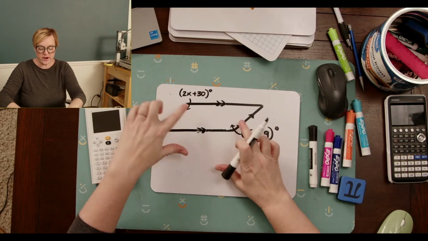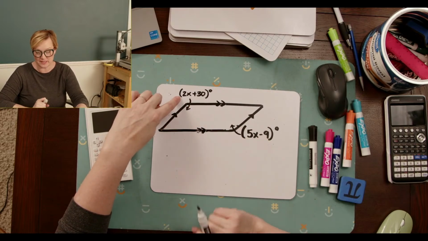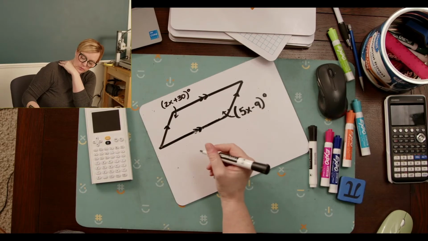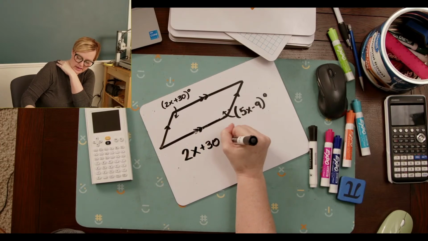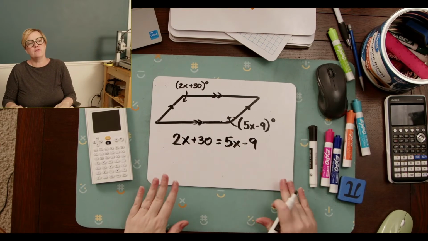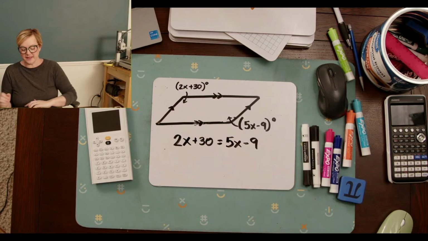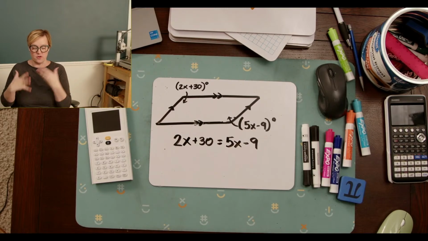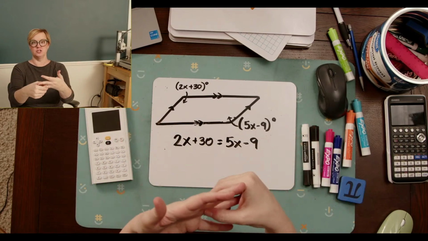All right, so if we know that these two angles are the same thing, then we can say that 2x plus 30 equals 5x minus 9, right? So whenever we're solving an equation, no matter what the equation looks like, we want to ultimately get it to where all of the variable is on one side and the numbers on the other. And then that's where we're going to have that solution, right?